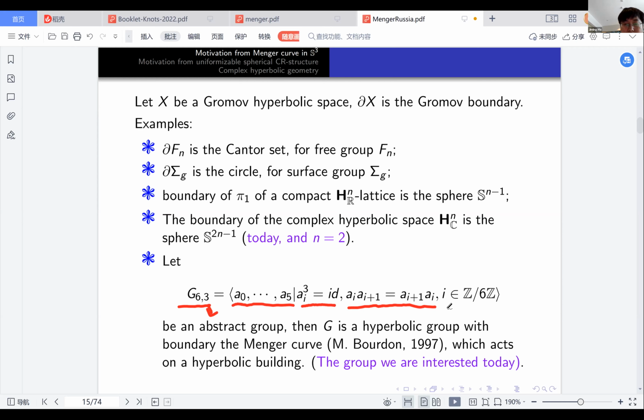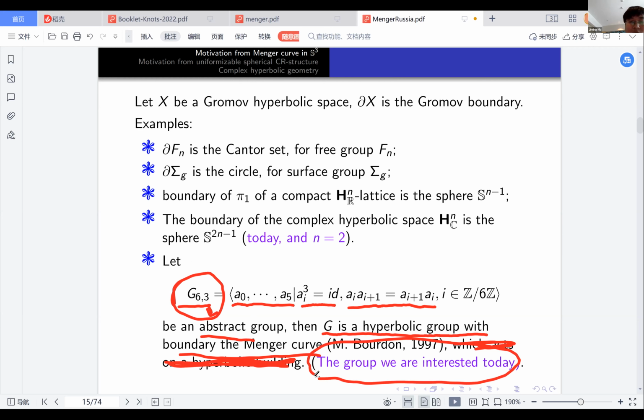So this is an abstract group. Then it can be shown that G is a Gromov hyperbolic group, with boundary the Menger curve, right? It is given by Bogin. And we do not need to calculate this here. So the group here, G_6^3, is the group we are interested in today.